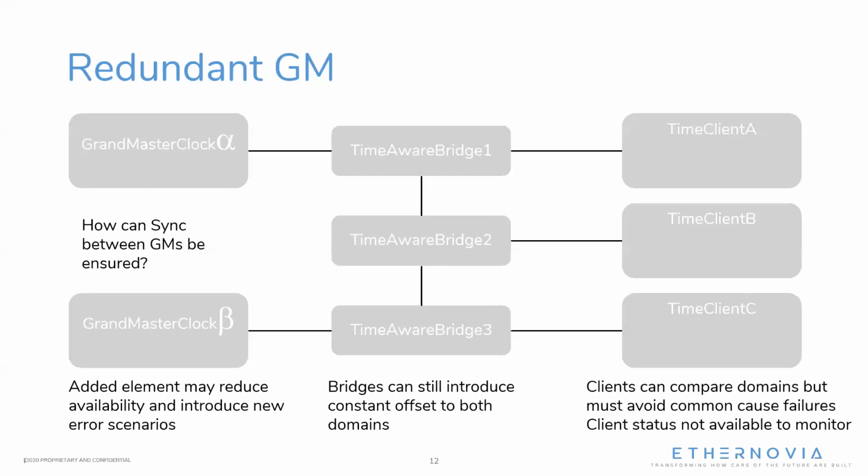Furthermore, the question is, of course, what do the clients do? Who do they notify if these two clocks misalign? And what is the consequence of a misalignment, either during startup because they're not synchronized? There is all kinds of additional error cases that are introduced by having two grandmasters.